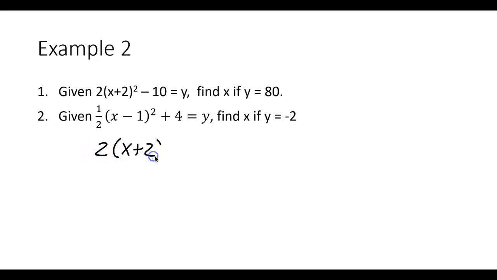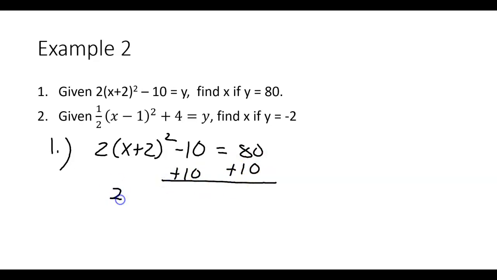2x plus 2 squared minus 10 equals what? 80. So let's put that. So this is for number 1. So we replace the y with the number they give us. It's 80. Next, we're going to add. Nothing new so far. Next, we do what?